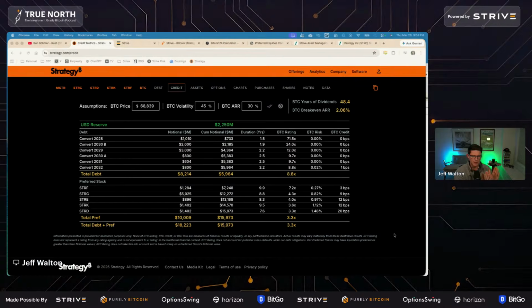I want to talk about BTC Risk, and I want to talk about BTC Credit. These are two formulas that Strategy has come up with, and they have put this on their website. As you can see here, BTC Risk and BTC Credit.